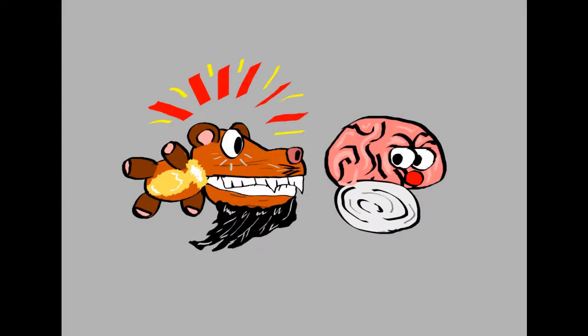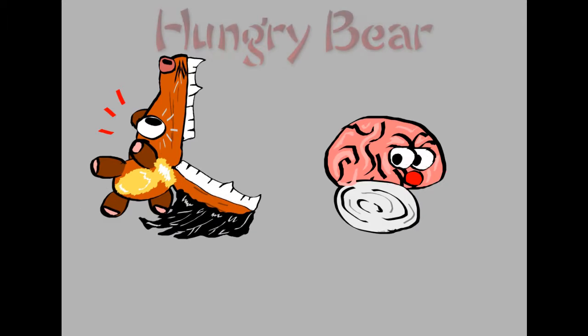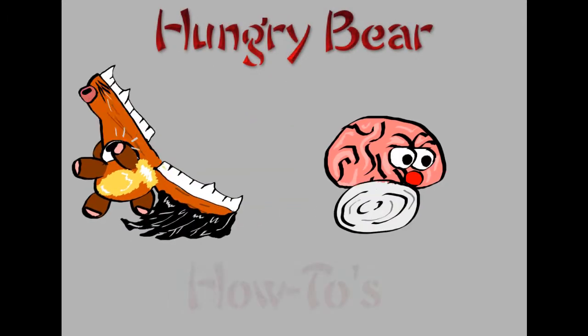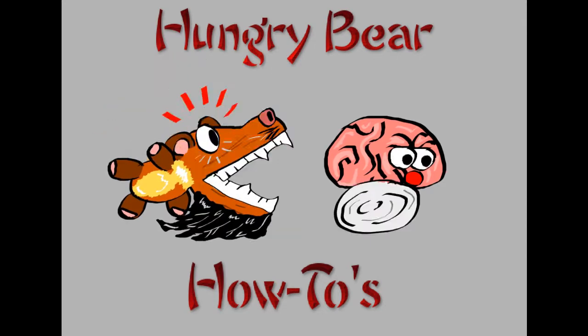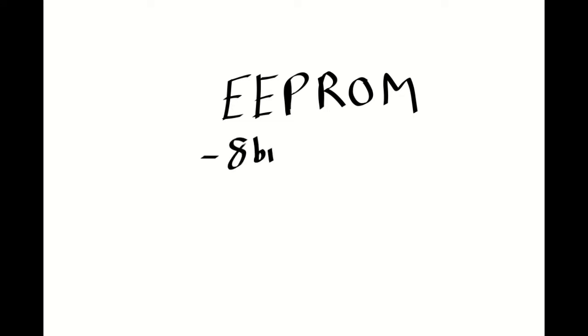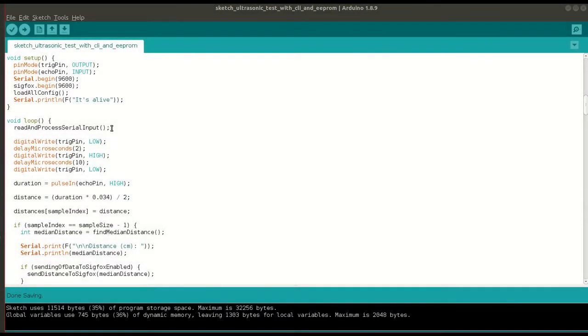So today I'm going to show you how to store data on an Arduino in non-volatile memory, so that if you switch the Arduino off, it loses power, and you turn it back on, you can still access that data. We're going to be using something called electrically erasable programmable read-only memory, or EEPROM, which has 8-bit or 1 byte storage per address, and 1K or 1024 bytes in total. So let's have a look at the code now for how to use the EEPROM.